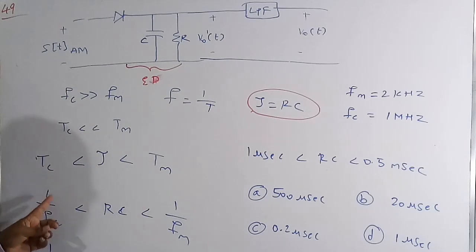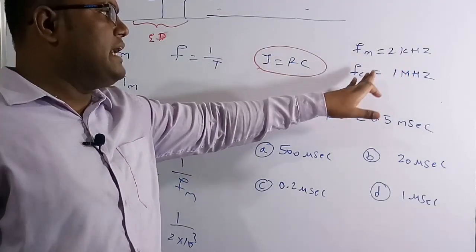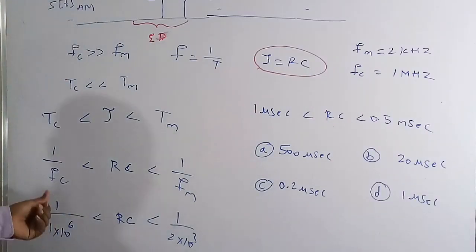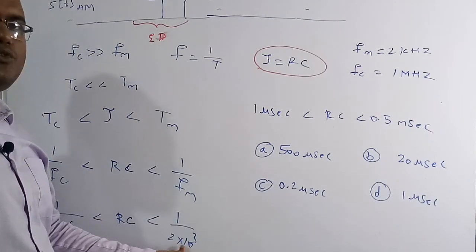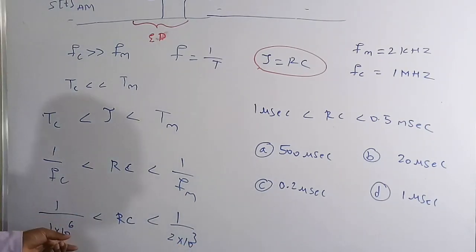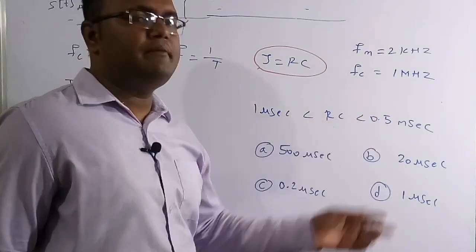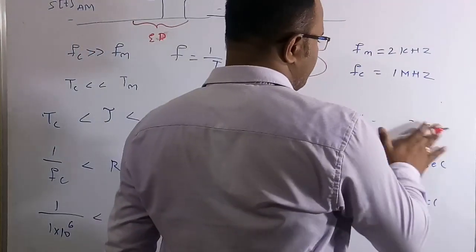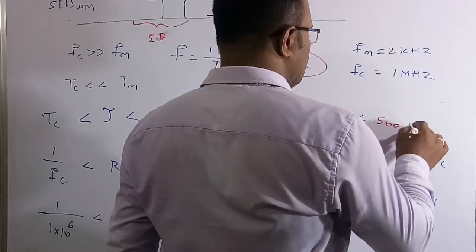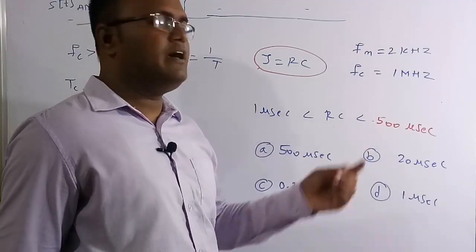So TC is nothing but 1 by fc, TM is nothing but 1 by fm, and tau is nothing but RC. In the question they have given the message signal frequency as 2 kilohertz and the carrier signal frequency as 1 megahertz. So fc is 1 into 10 to the power of 6 hertz and fm is 2 into 10 to the power of 3 hertz. 1 by 1 into 10 to the power of 6 is 1 microsecond, and 1 by 2 into 10 to the power of 3 is 0.5 milliseconds, which is 500 microseconds. So RC can lie between 1 microsecond and 500 microseconds.